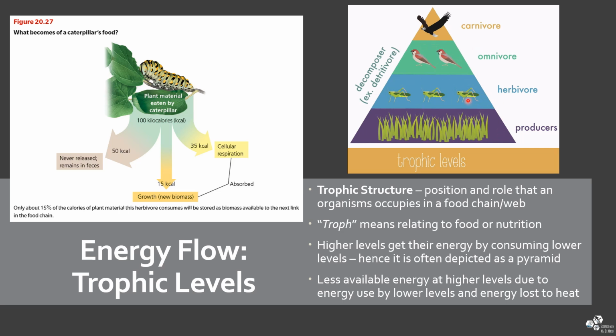Omnivores can eat the producers or the herbivores, so they have a little bit less energy, and so on and so forth. So this loss of energy at higher levels is due to a few things.